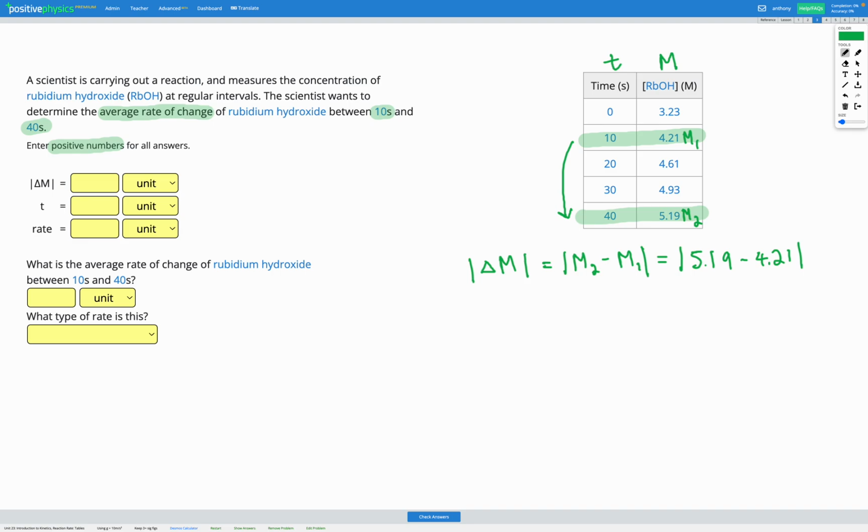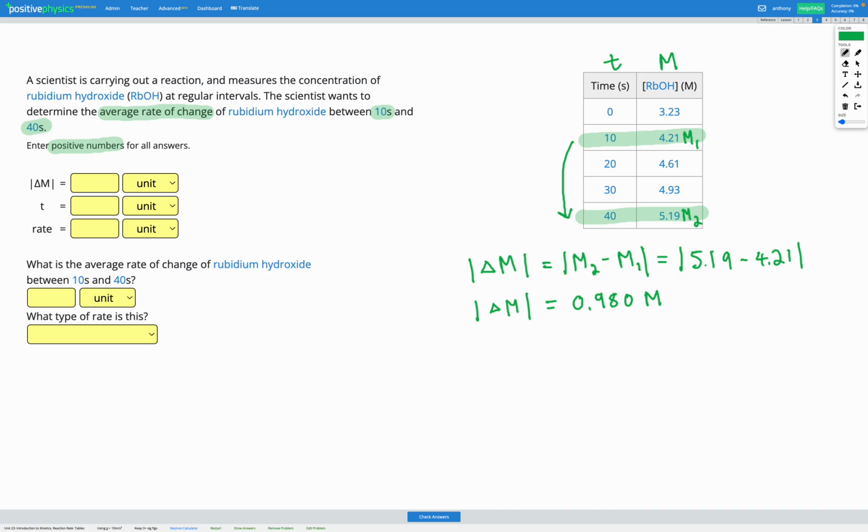So if we subtract those to find the difference and ignore any positive or negative sign we might get in the end, that gets us a change in concentration or change in molarity of 0.980 molar.